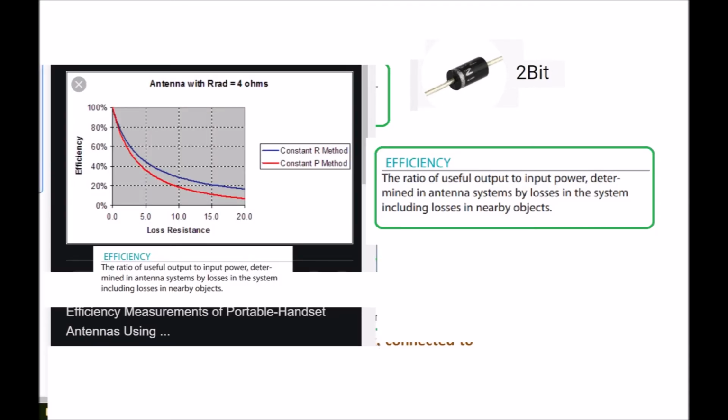Efficiency: the ratio of useful output to input power, determined in antenna systems by losses in the system, including losses in nearby objects.